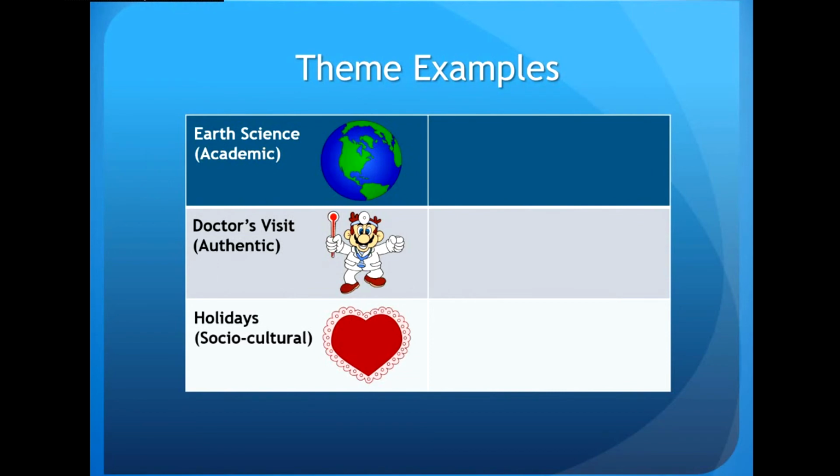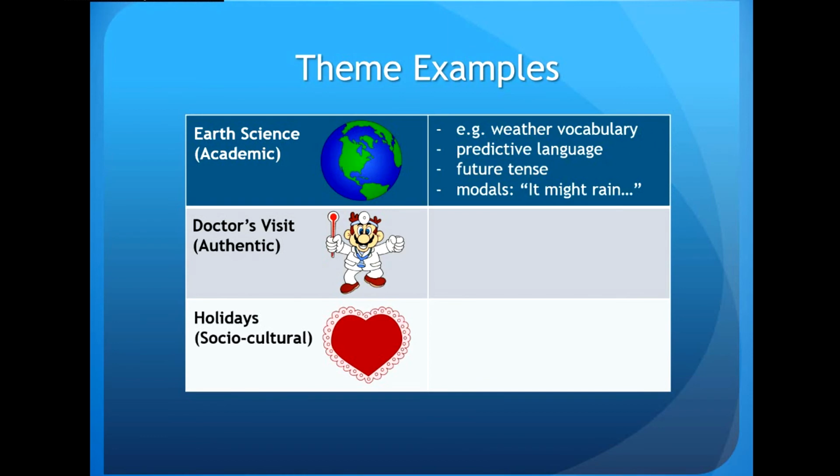We also wanted to give just a few example themes to give a better sense of how content-based instruction works. Earth science can be an academic theme. Within that topic, you can set up lessons to learn weather vocabulary, for example. You can learn predictive language, future tense, and modals, such as it might, it's possible, or it will.